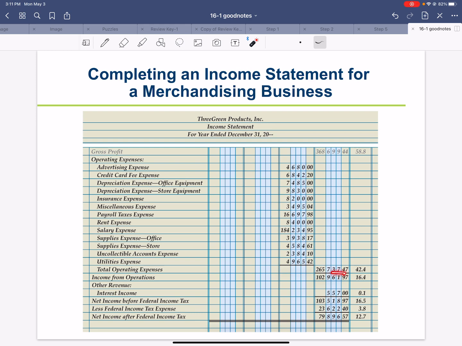So we will take this number plus this number to come up with our net income before federal income tax. Then it says less federal income tax expense. So we will write how much we paid in taxes, minus, and we will come up with net income after federal income tax. When this amount is figured out, you will double rule across all 4 columns. And again, these numbers are found the same way. You take this number divided by your total sales and so forth down the line.